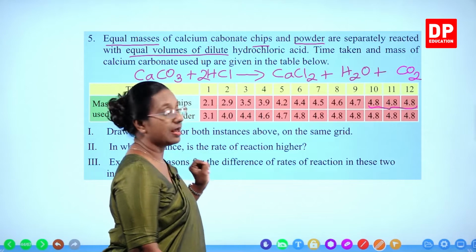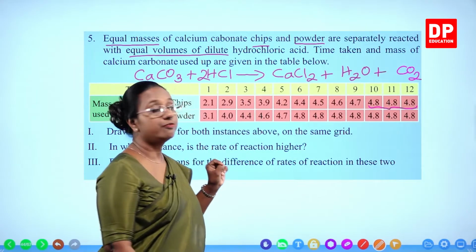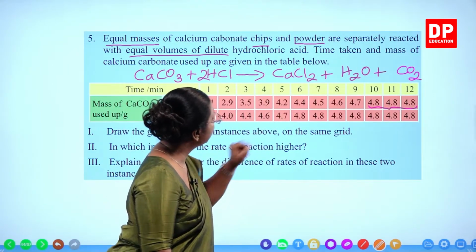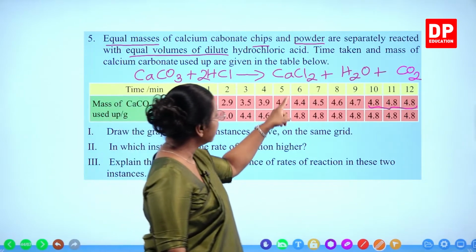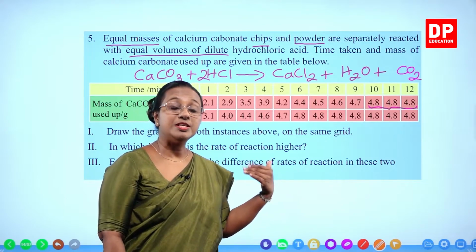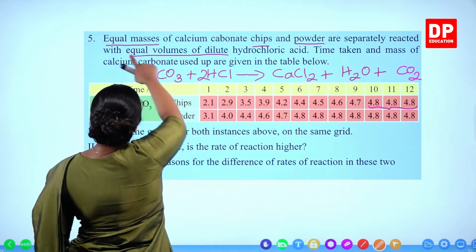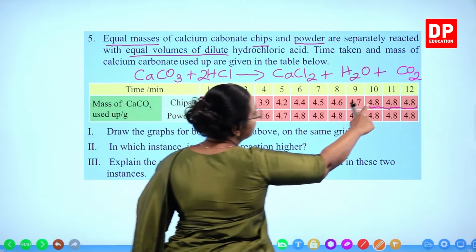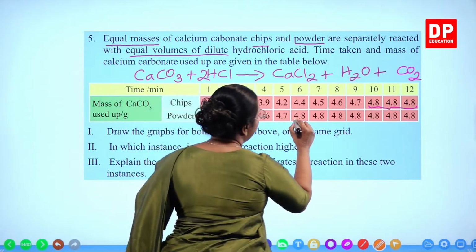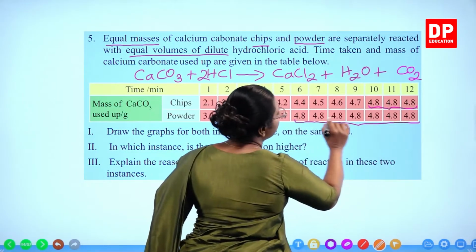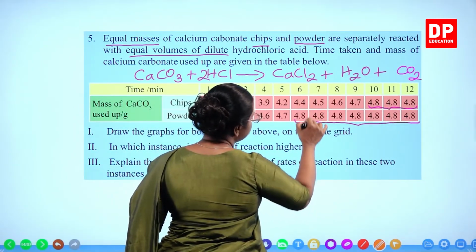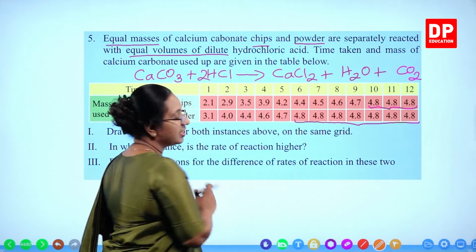Second minute, 4 grams are used up. Third minute, 4.4 grams are used up. Whereas chips, it's only 3.5 grams. Then fifth minute, 4.7 grams. And the sixth minute itself, 4.8 grams have been used up. So we saw that they take equal masses. So here it took 10 minutes for the reaction to complete, but here you can see after 6 minutes itself, the mass is the same, 4.8 grams. So that means at the end of 6 minutes, the reaction is complete.